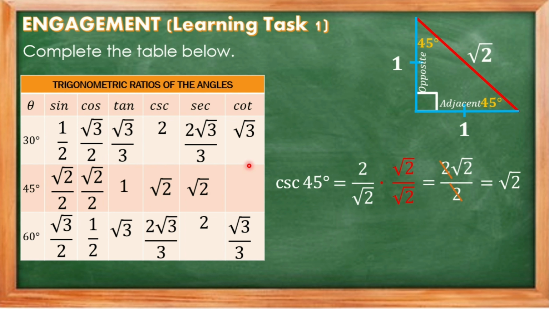Okay, so next. For cotangent naman, ang reciprocal niya ay si tangent. So, since ang tangent 45 degrees natin ay 1, so ang reciprocal ng 1 ay 1 din. So, yun yung cotangent naman natin. Okay? So, yan, nakompleto na natin yung table.